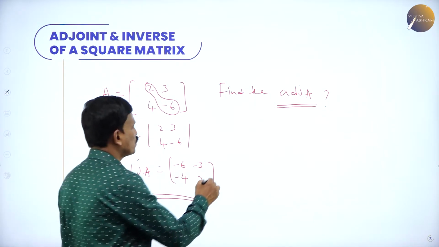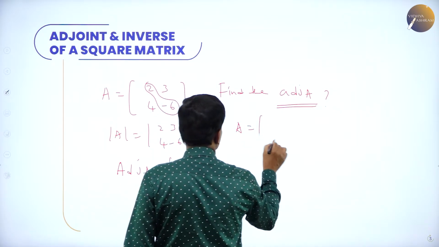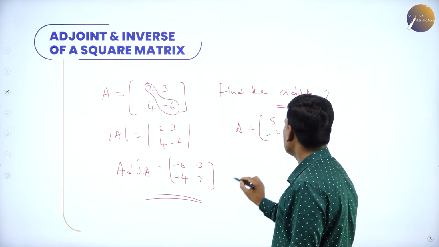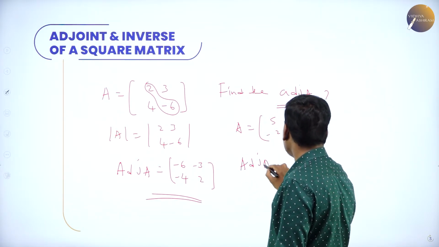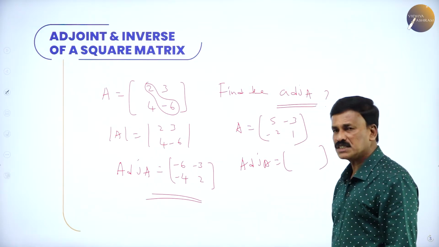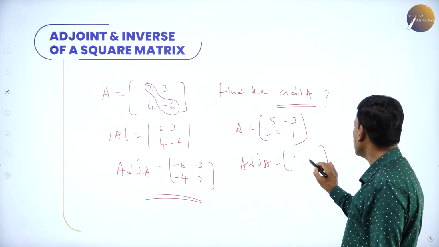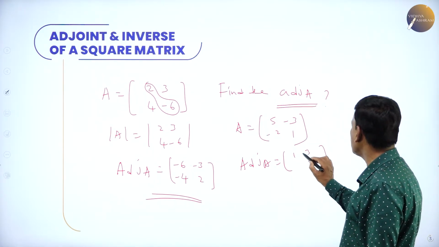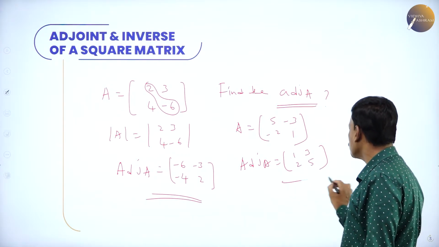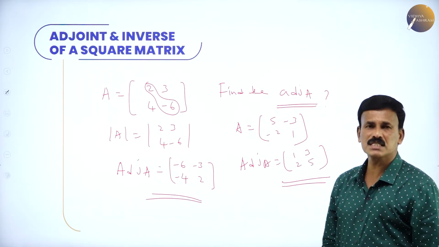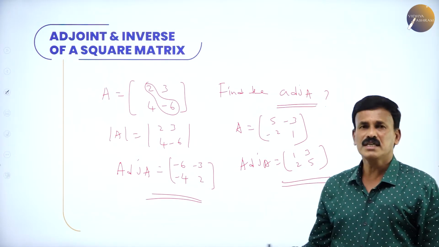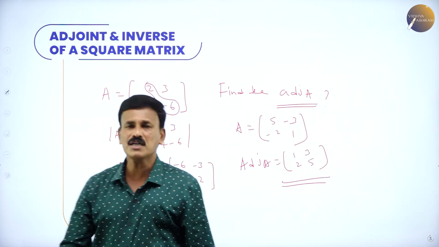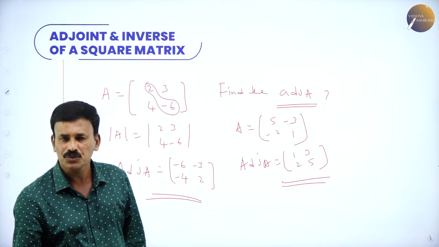Okay, let me take one more problem. Suppose A is equal to 5 minus 3 minus 2 1. Then the adjoint of A is equal to, interchange the diagonals. 5, 1 can be written as 1 and 5, and changing the signs for the secondary diagonal elements, minus 3 becomes plus 3 and minus 2 becomes plus 2. This is the adjoint of the given matrix for 1 mark. So interchanging the diagonal elements and changing the sign for the secondary diagonal elements will give the adjoint of a matrix of 2 rows and 2 columns.